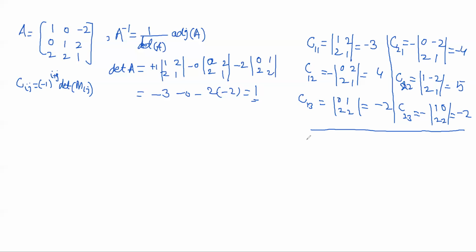Okay, and then for the third row, so C31, 3 plus 1 is 4 with plus sign. So it will be third row, first column, 0 minus 2, and 1, 2. So what we get is C31 is, what will we get?